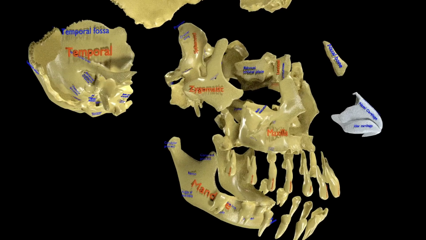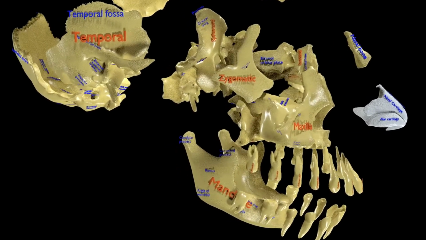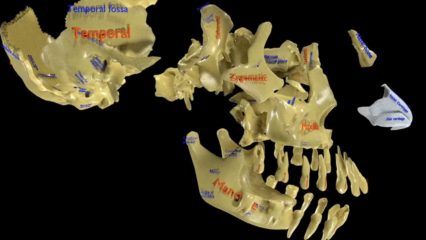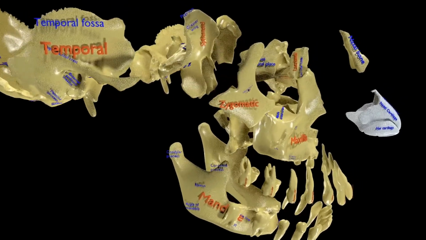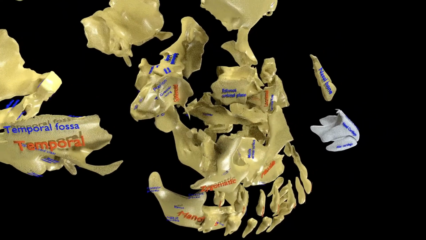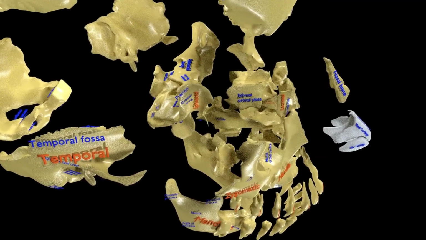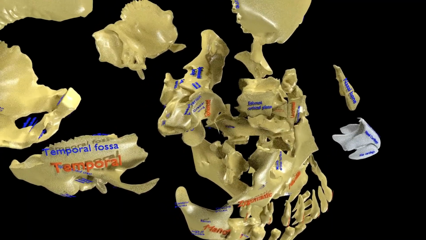Now we are able to see the lateral view of the skull, in which we are able to see the zygomatic bone anteriorly and the squamous part of the temporal bone posteriorly. We can also appreciate the lateral surface of the mandible, which is seen as the ramus and body of the mandible.